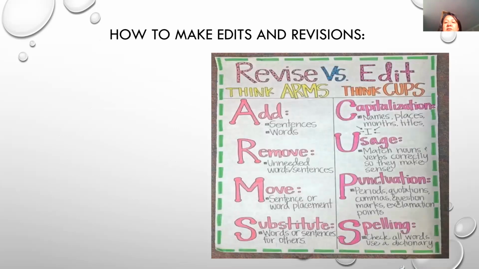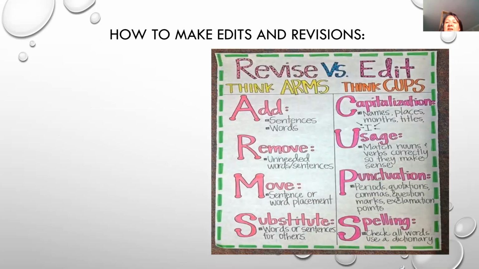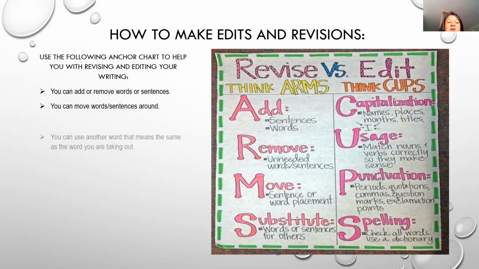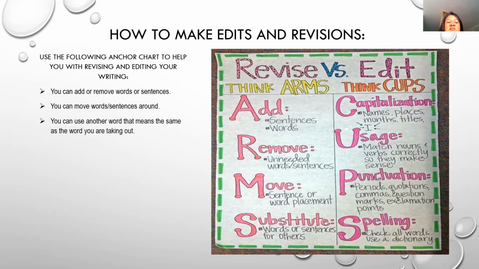So now when you're done writing all 5 paragraphs, you're going to make edits and revisions. That means you're going to use the arms and cups method. Arms means to add or remove, or to move things, or to substitute. So the following anchor chart can help you revise and edit your writing. You can add or remove words or sentences. You can move words or sentences around. You can use another word that means the same as the word you are taking out.